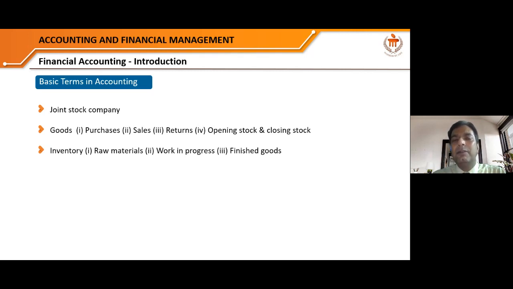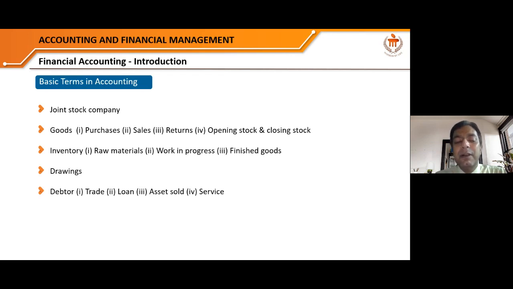I have a raw material inventory which is ready to be processed. Then I have WIP, which is neither a raw material nor finished goods, it's still in process, and then I have finished goods. Then drawings is any money which is taken out by the proprietor. It normally happens in sole proprietorship and partnership firms, so it is not related to companies. But yes, drawings is a terminology which is included in business. It is any amount of money withdrawn by the proprietor or by a partner of a firm.